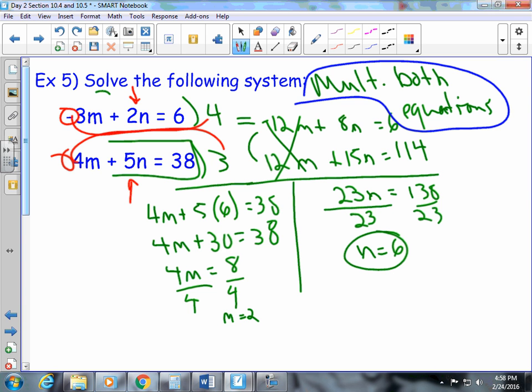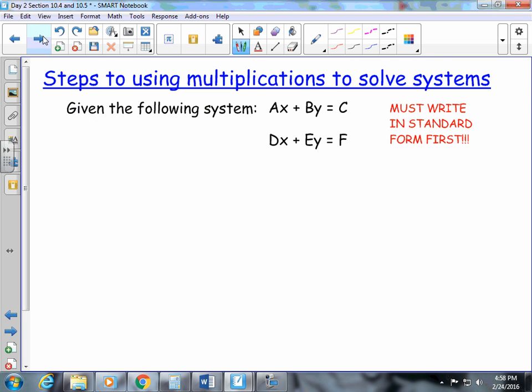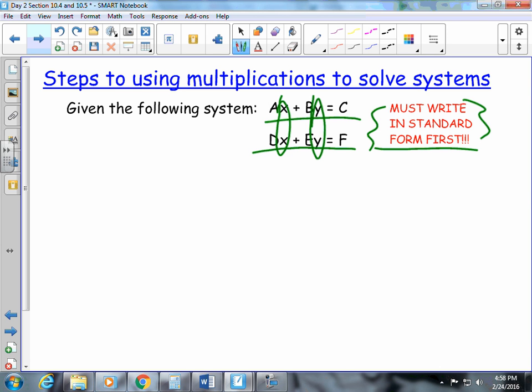All right? So kind of going over the steps for doing that. Steps for multiplications to solve a system. So first of all, they have to be in standard form. If the x's and y's are not lined up, you can't add them. So the first thing you want to look for is that they're in standard form, meaning x and y are on the left-hand side.